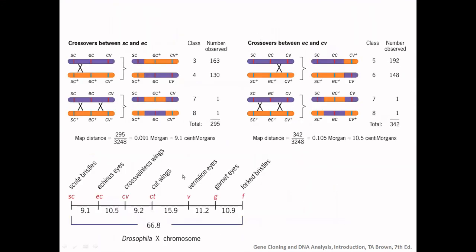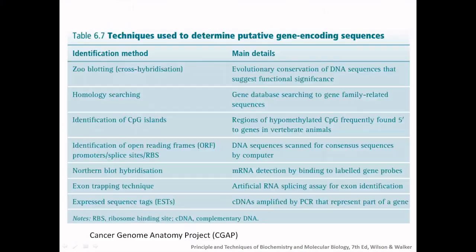So in this way, we can place the positions of the various genes. Like SC and the EC, we have calculated 9.1%, so it is 9.1 centimorgan. This is 10.5%, 10.5 centimorgan. Similarly, the other genes on Drosophila are mapped like this.